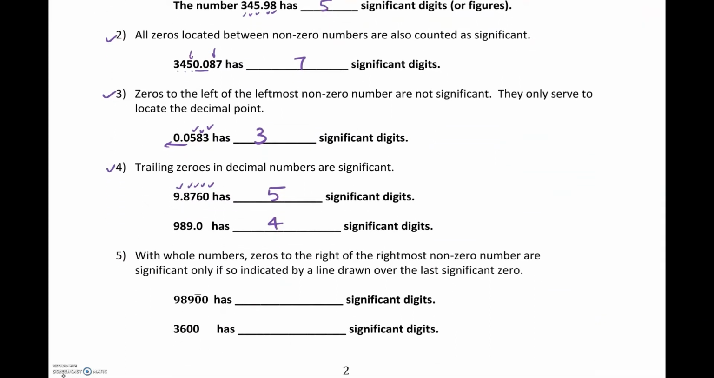The last one. Now, a number like 98900 would normally have 3 significant digits. If we know that this 0 is significant, then we put a bar over that. So in this case, now it would be 1, 2, 3, and 4 significant digits. If we had like 98900 with a bar over both zeros, then this now would be 1, 2, 3, 4, and 5 significant digits. This 3600, there's no bar over any of the zeros, leading us only to 2 significant digits.